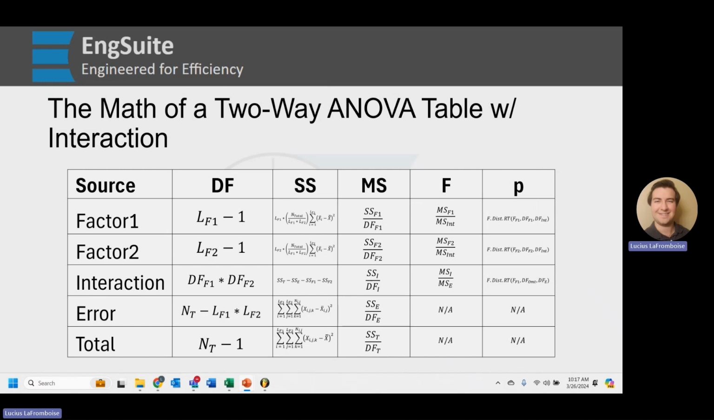So here we have the summary of this table, all of the math here, and like I said, very shortly we are going to go in Excel and actually calculate this. I just wanted to walk you through this so that you could see all of the equations for yourself.